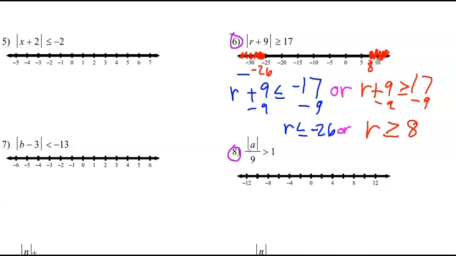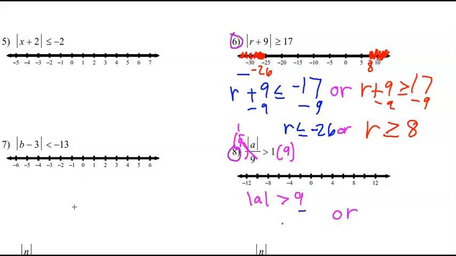Let's look at number 8. The absolute value of a divided by 9 is greater than 1. We will isolate the absolute value first. To do that, we'll multiply each side by 9. That's 1. So we have the absolute value of a is greater than 9. Greater than means that we're going to put or in between our positive and negative pieces.